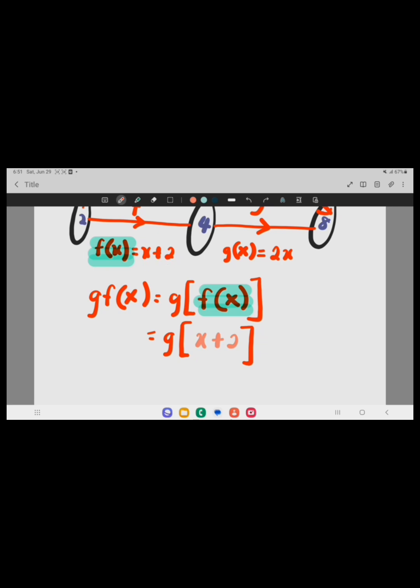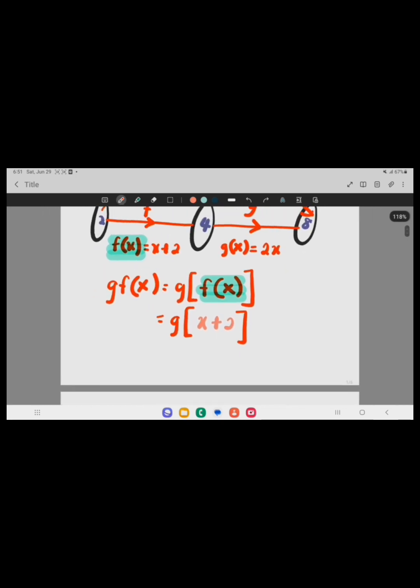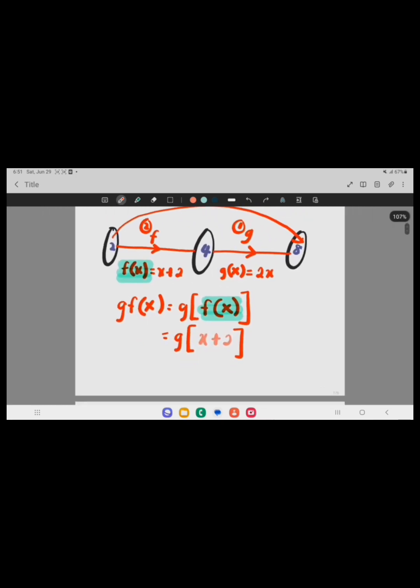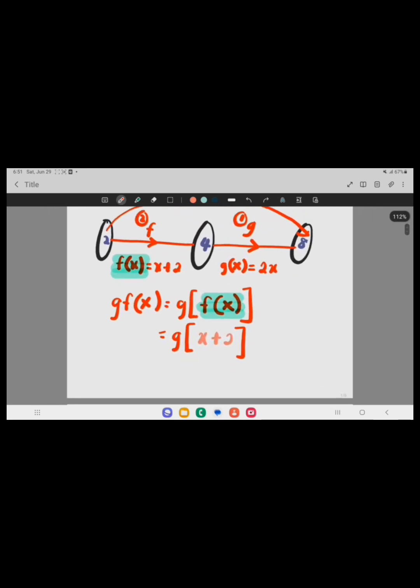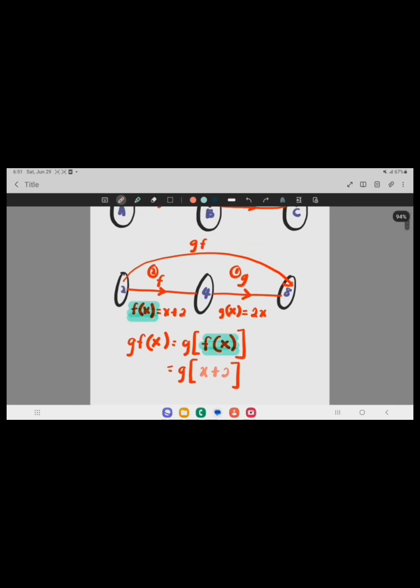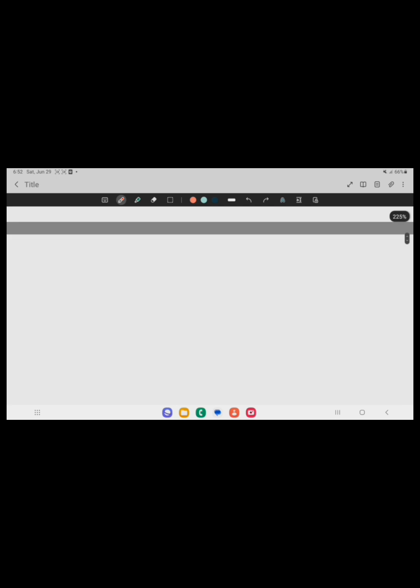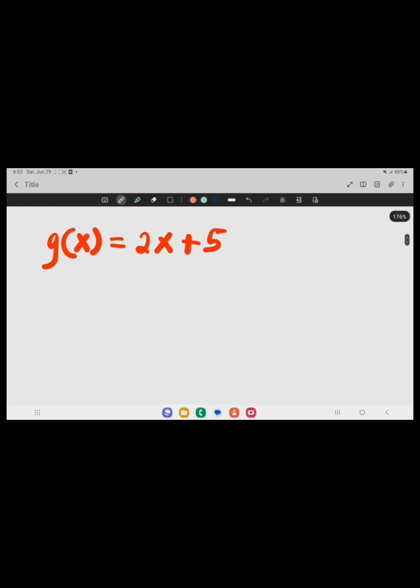Okay, next step would be, but before I continue further with the explanation, let me give you an explanation for this first. Okay, so let's say you have gx is equal to 2x plus 5. Now the question requires you to find g2.